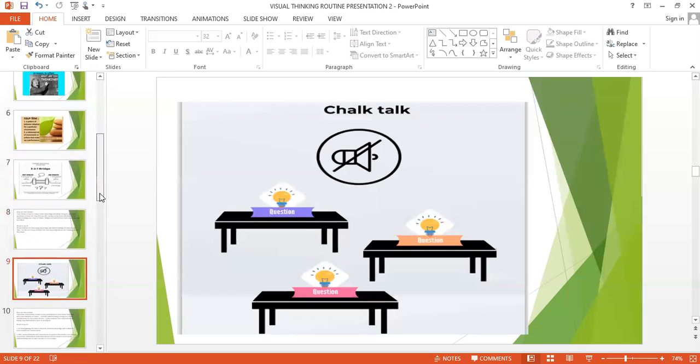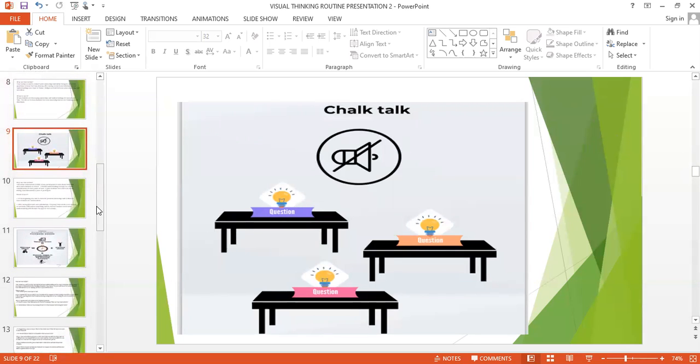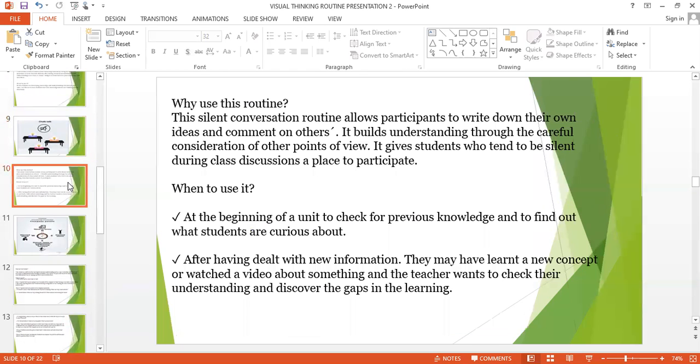Next visual thinking routine is chalk talk. In this routine, students are supposed to write, or we can say this routine helps those students who are very comfortable with writing. Instead of expressing their views and thoughts, they can pen them down. So why should we use this routine?